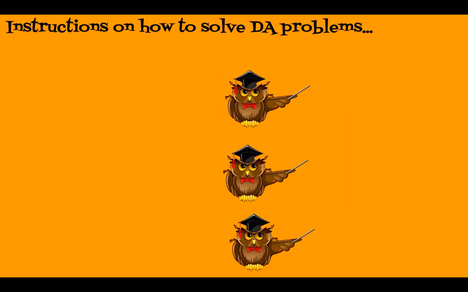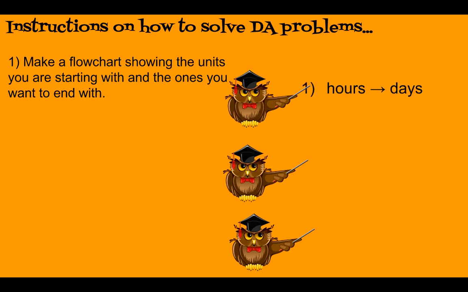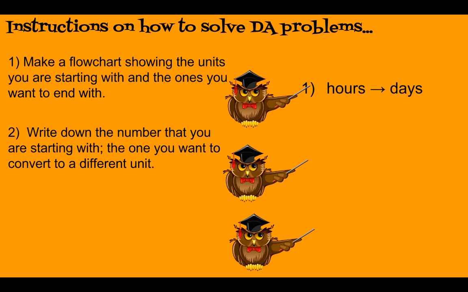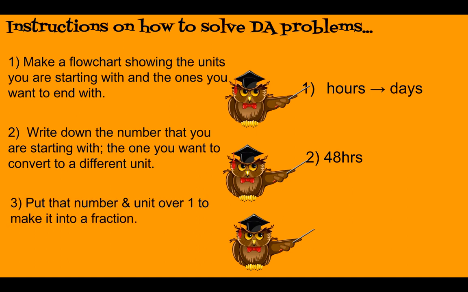Let's go through a step-by-step instruction on how to show your work for dimensional analysis. Okay, the first thing you're going to do is make a flowchart that looks kind of like this. You have hours, and you draw an arrow and you tell what units you want in the end. So you want days. Then you take the number that you were given at the beginning, which was 48 hours, and you put that over a 1 because you want to make that into a fraction.